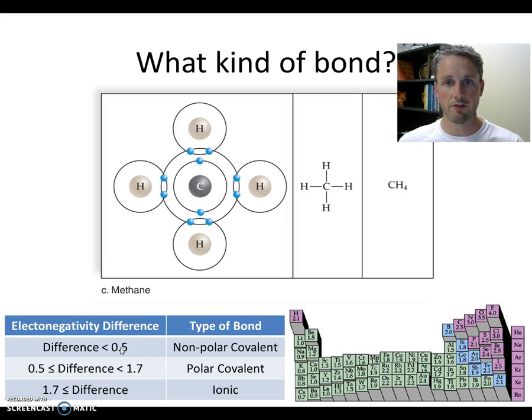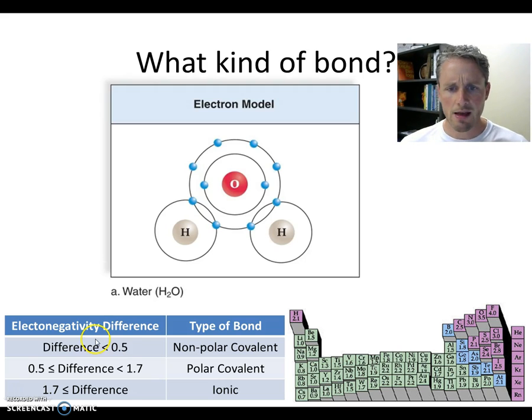All right, let's see if we can find a different example. Here's an example of covalent bonds between hydrogen and oxygen in a water molecule. So what kind of bonds are these? Hydrogen has a value of 2.1. Oxygen has a value of 3.5. So the difference is 1.4. 1.4 falls into this range here for a polar covalent bond.